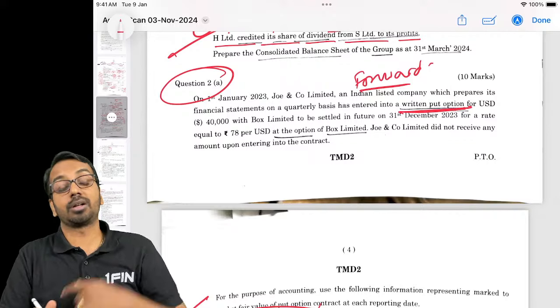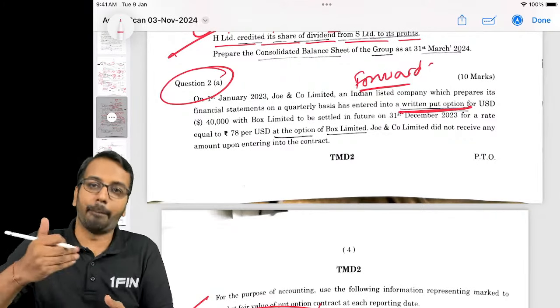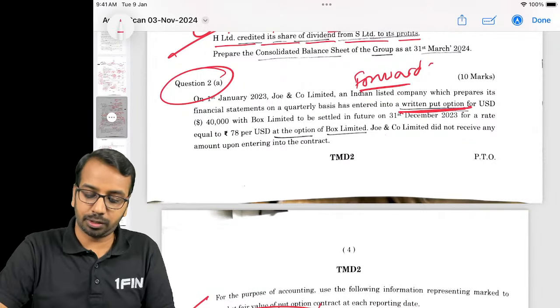Written put option means what? Put option means I have agreed to sell. Written put option means I have an obligation to buy. I have an obligation to buy. So accordingly, the last entry would undergo a change.